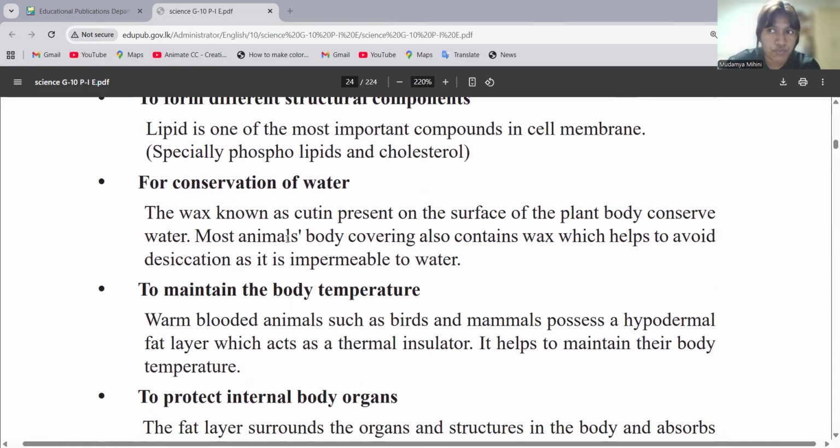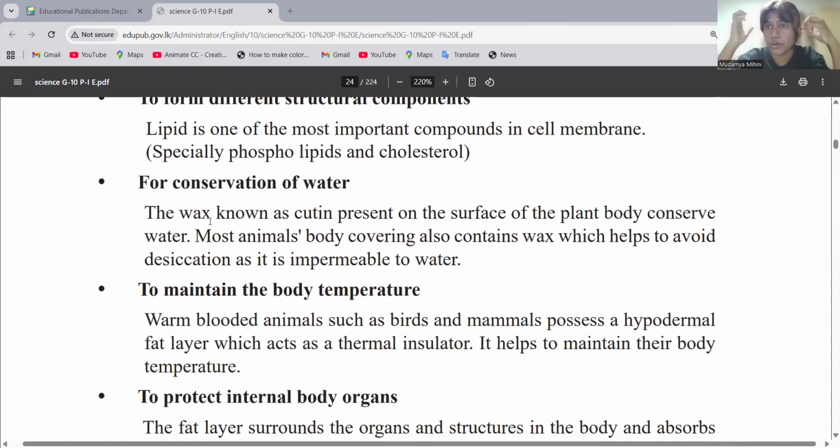For conservation of water, what this means is to preserve water, that means keep the water in itself. So there's a wax called Q10 in the plant body. So this Q10 is a lipid.